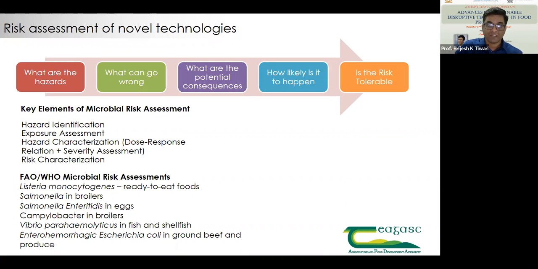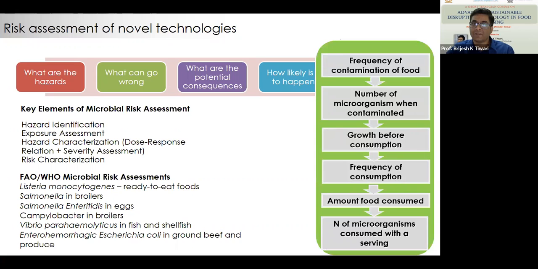These are already available, but not with reference to new technology. If a new technology is introduced commercially, the risk assessment has to be included into this risk assessment. That will be mainly based on frequency of contamination of food, number of microorganisms when contaminated, growth before consumption, frequency of consumption, amount of food to be consumed, and number of microorganisms consumed with each serving.